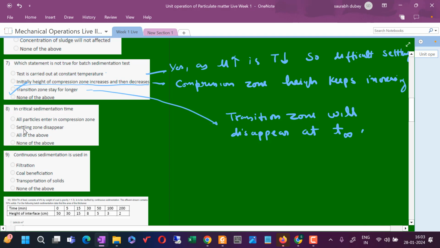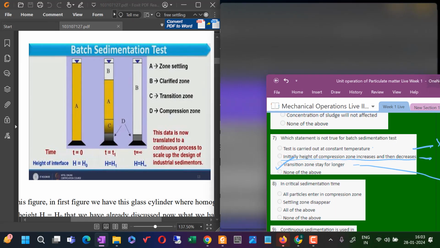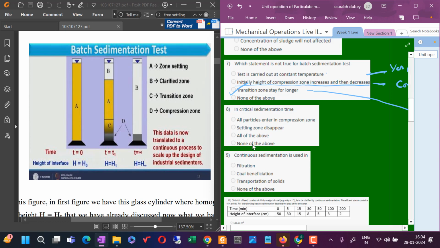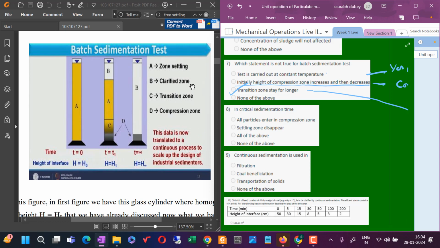So what is the compression zone? Where all the solids are there. The settling zone disappears, so there will be no settling zone. What is the settling zone? This is the settling zone. A is the settling zone, and D is the compression zone. All the particles will come to the compression zone. Which of the following is the correct answer? Sedimentation time is when most of the particles that are to be sedimented are already sedimented.